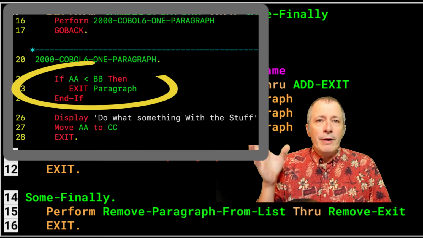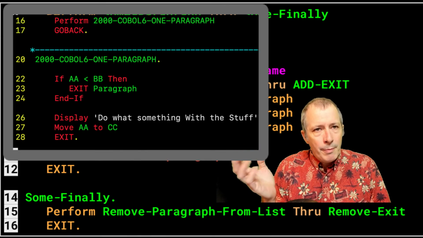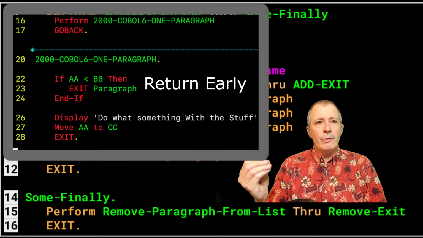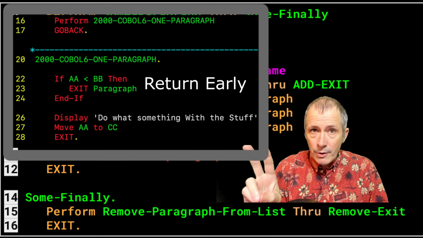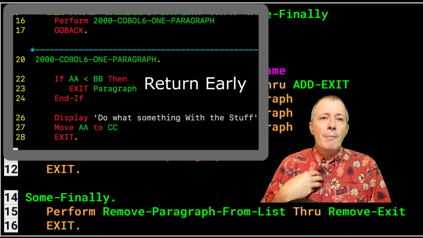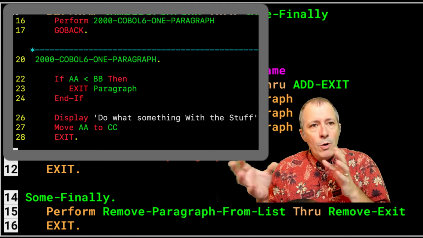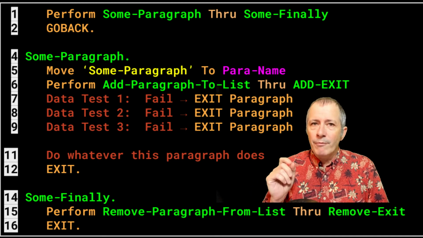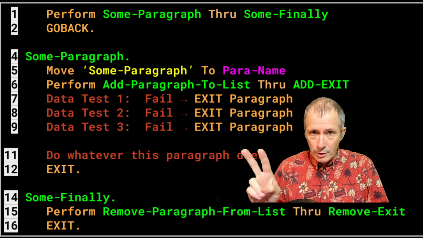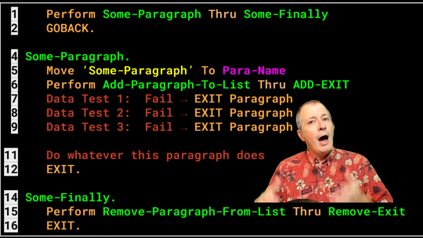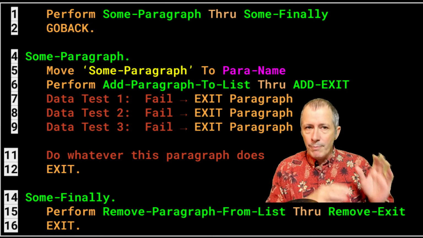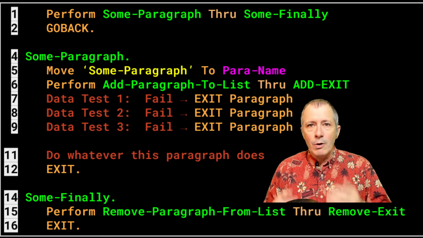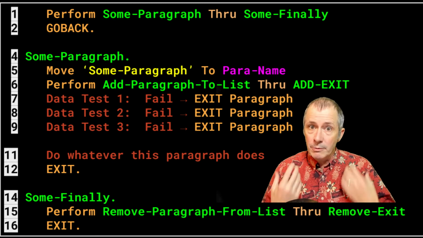The exit paragraph statement gives me a way to implement the return early pattern without needing to use 2 paragraphs and the go-to, so I'm able to use the perform single paragraph style more often. However, if I am forced to pick between the two styles to be a standard, I lean toward the Perform Some-Paragraph Thru Some-EXIT because it offers more flexibility.